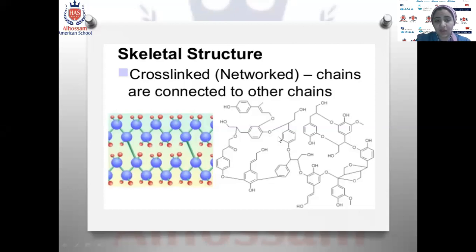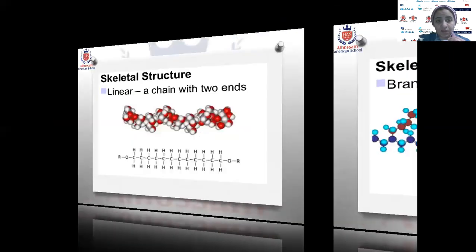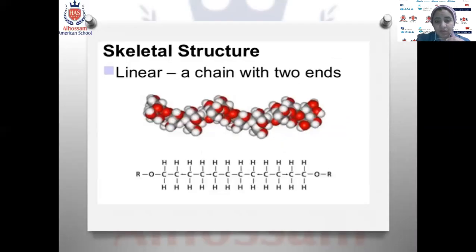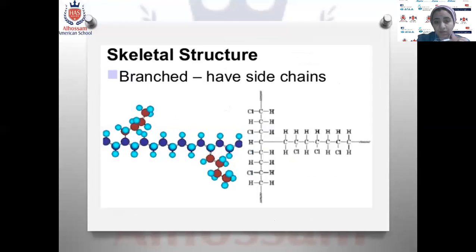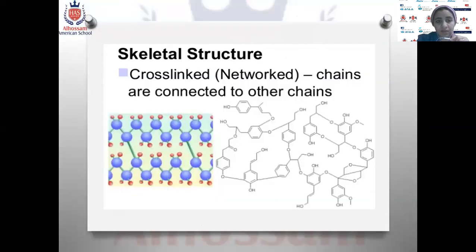Again, the first kind is the linear structure: a repeated unit with two ends. The branched structure is a linear structure with a side chain. And the third type, the cross-link structure: different chains connected together through covalent bonds to form a network.